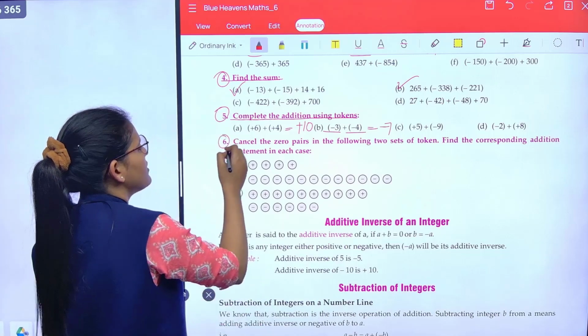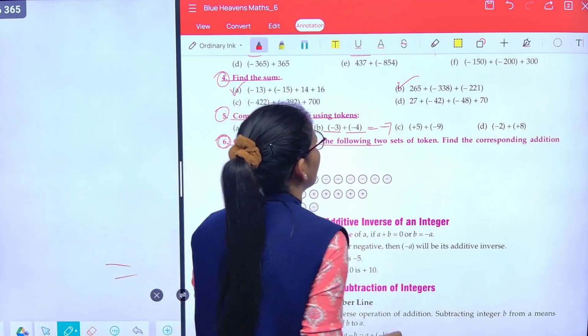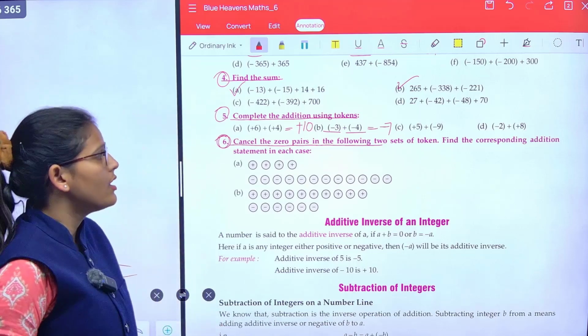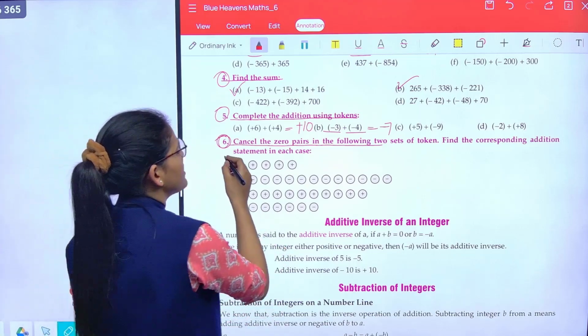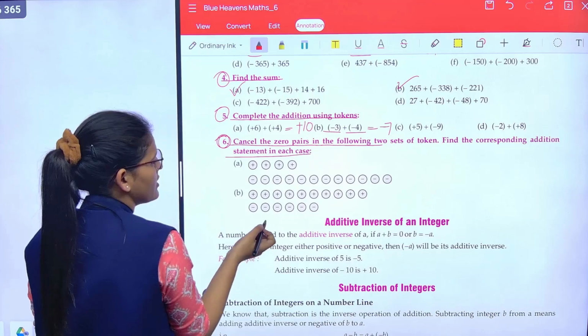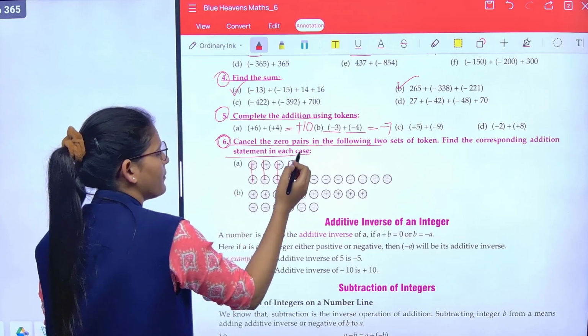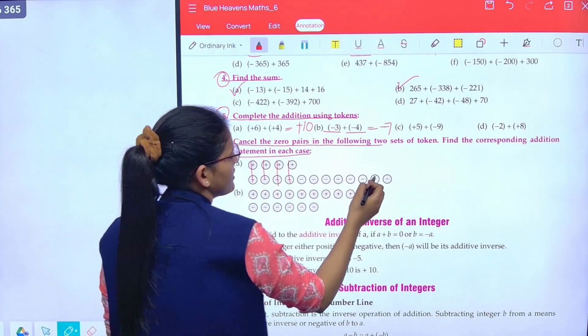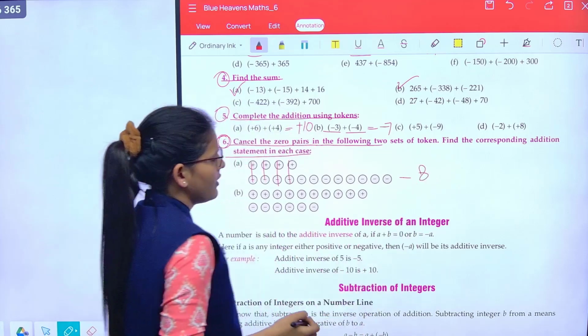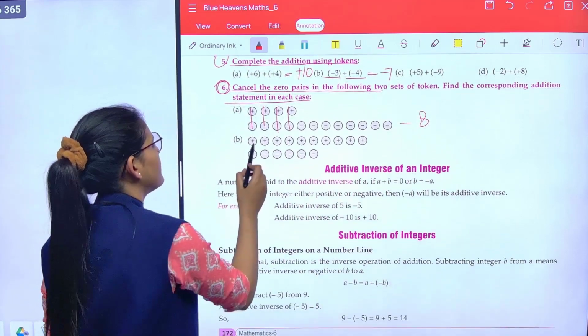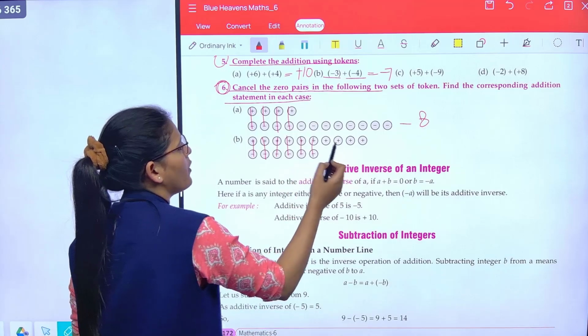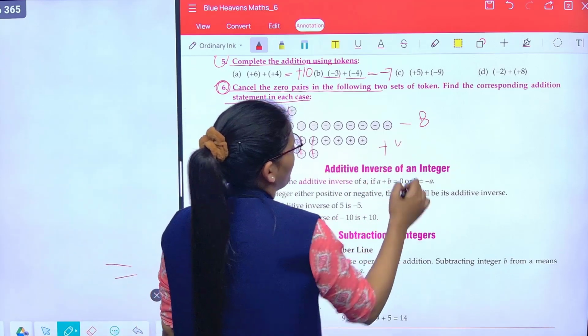Come on. Number 6. Cancel the 0 pairs in the following 2 sets of tokens. Find the corresponding addition statement in each case. Class, you can see here. Cancel. Now 1, 2, 3, 4, 5, 6, 7, 8, minus 8. Okay class. Again you can see here. Cut, class. Now it is positive 4.